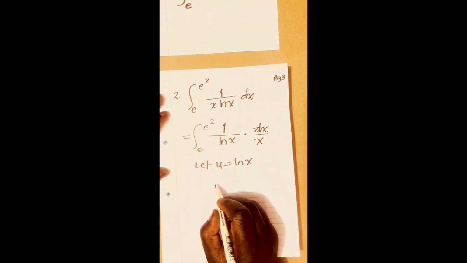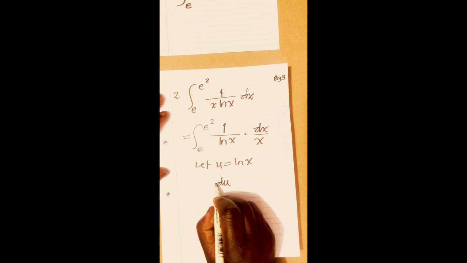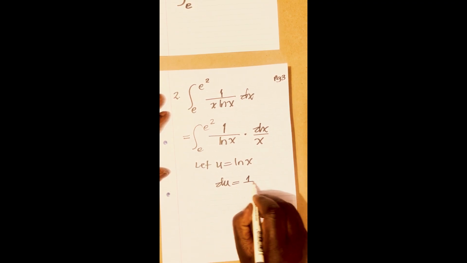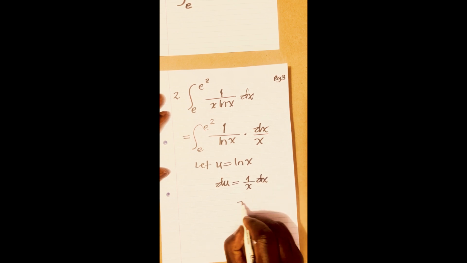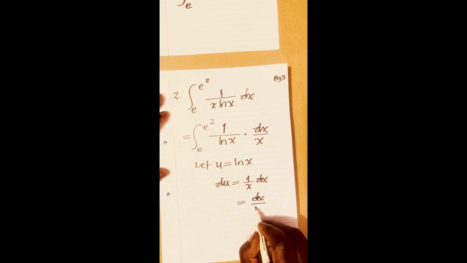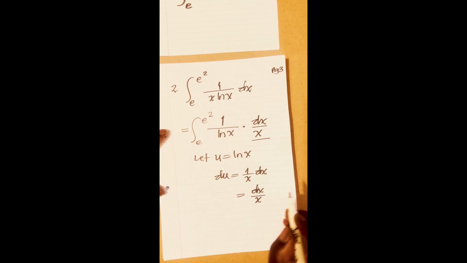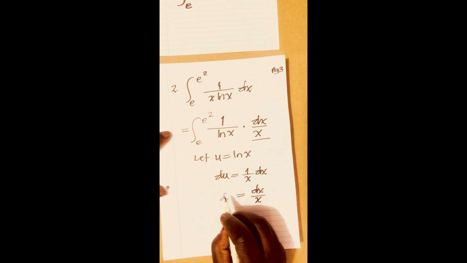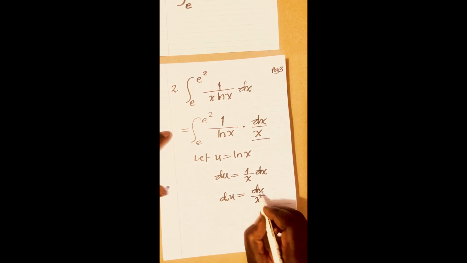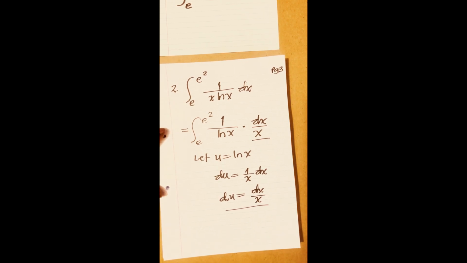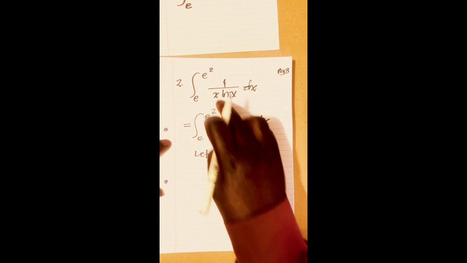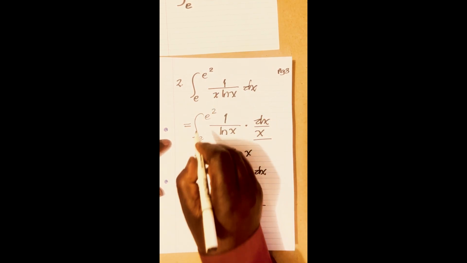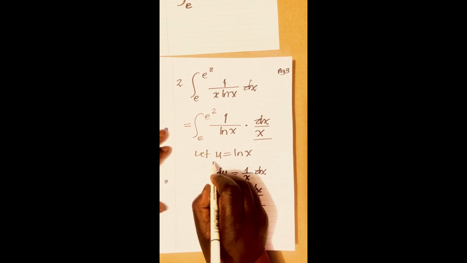Differentiating both sides with respect to x, you're going to get du, and keeping dx on the other side, it will be 1 over x dx. Now this can be rewritten as dx over x, which is exactly what you have over here. So that's the first connection I have. du is equal to this. Then I have to change the limits of integration because our original variable is x, but now we're changing to u. So changing the limits of integration, we need this equation here.